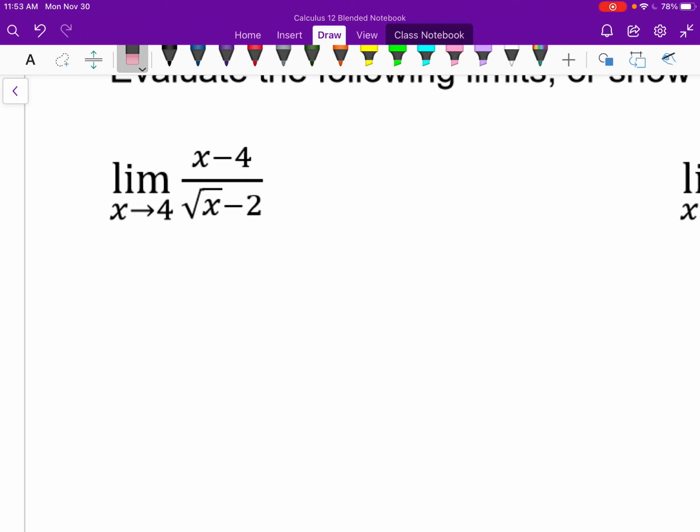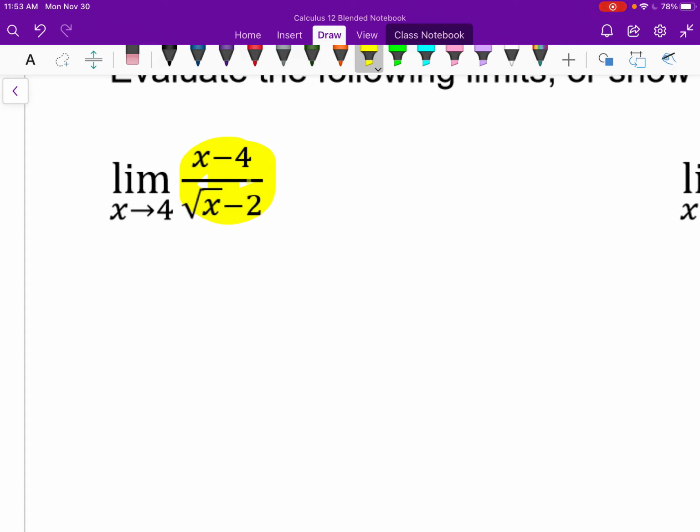Notice for this very first example here, if I substitute x with 4 right away, I get the square root of 4 minus 2 in the denominator, which is 2 minus 2, which is 0. So I get 0 in my denominator if I replace x with 4. So not surprisingly, that doesn't do me any good. I don't mind you checking, but don't expect it to do you any good. So what can I do here? Well, I got to find a way to rewrite this expression so that at some point I can replace x with 4. So what can I do here?